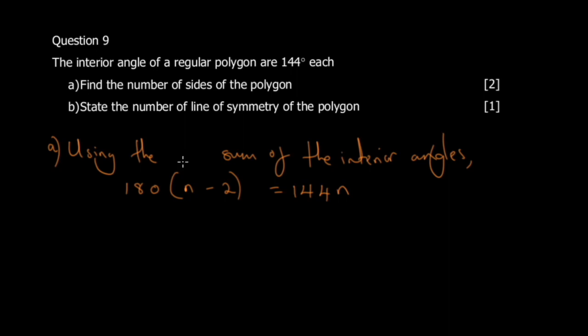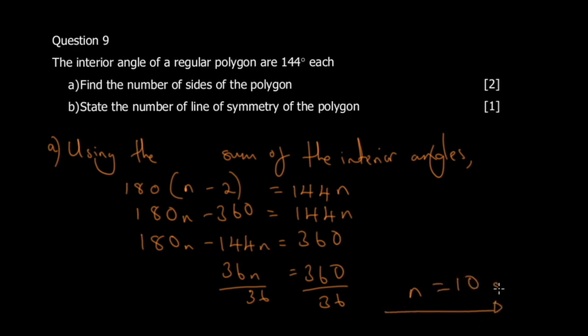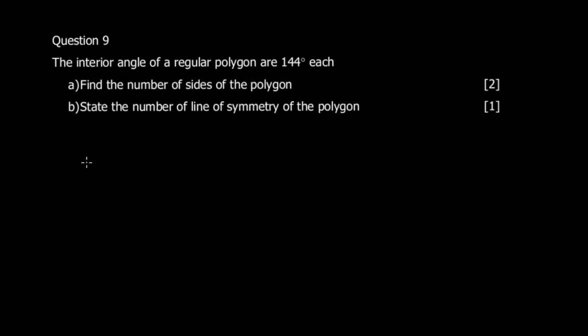So if you want, you can even say let the number of sides be n, so that the examiner knows exactly what you're doing. So here you get negative 360, here you get 144, and then you put these ones to one side, so you get 180n minus 144n equal to 360. So here you get 36n equal to 360. Then you divide both sides by 36. You get n equal to 10. So you can even say 10 sides, just to clarify. So those are the two ways by which you can find the number of sides of a polygon.